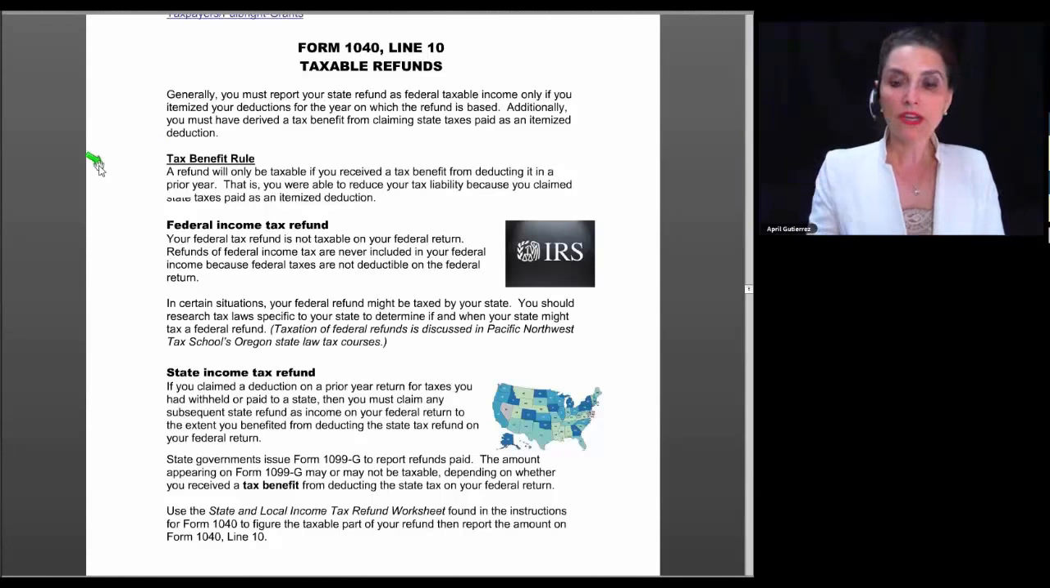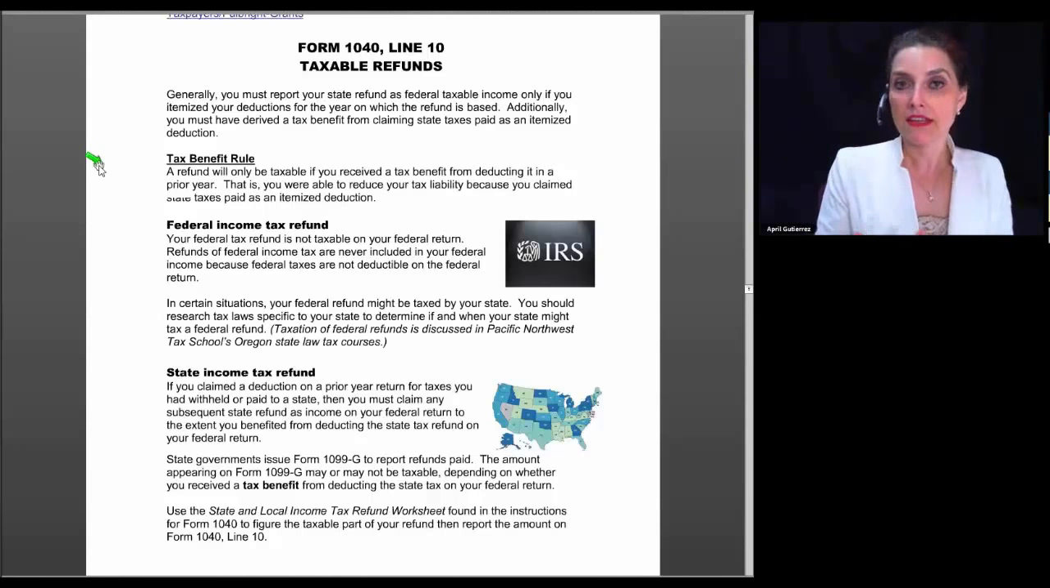When a client receives a refund that is taxable, it should be reported on a Form 1099-G that is issued by the state government that issued the refund. But just because a client received a 1099-G does not mean that the refund is actually taxable. You have to go through some calculations or observations to determine whether or not that refund is taxable.